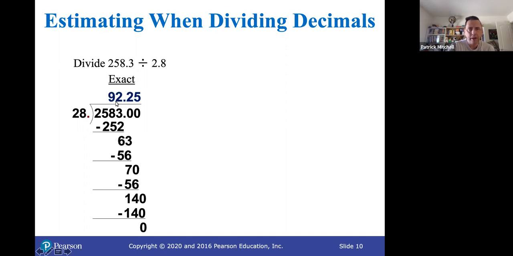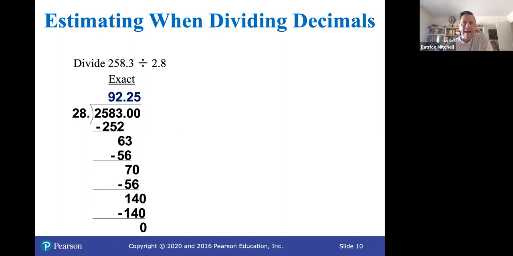28 into 63 goes 2 times. 2 times 28 is 56. 63 minus 56 is 7. And now I'm going to bring down a 0. 28 into 70 goes 2 times. 2 times 28 is 56. 70 minus 56 is 14. Bring down another 0. 28 into 140 goes 5. And 5 times 28 is exactly 140. So in the end that comes out to 0, which means that is the exact answer.